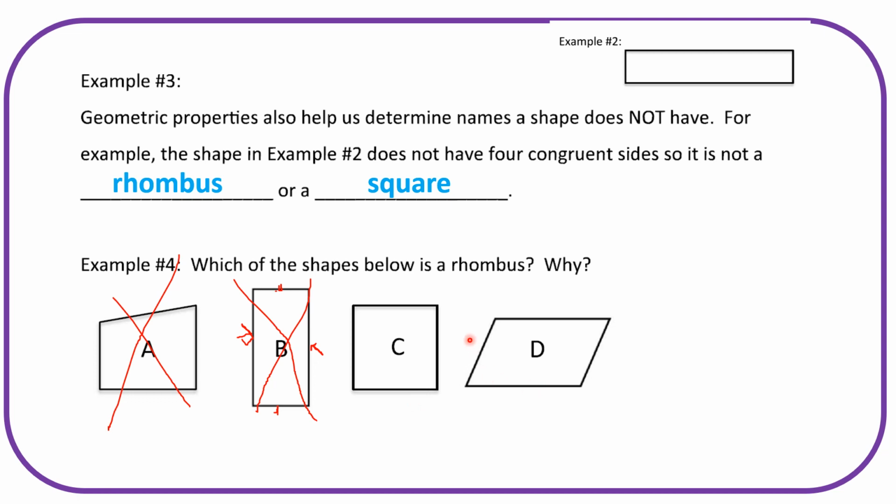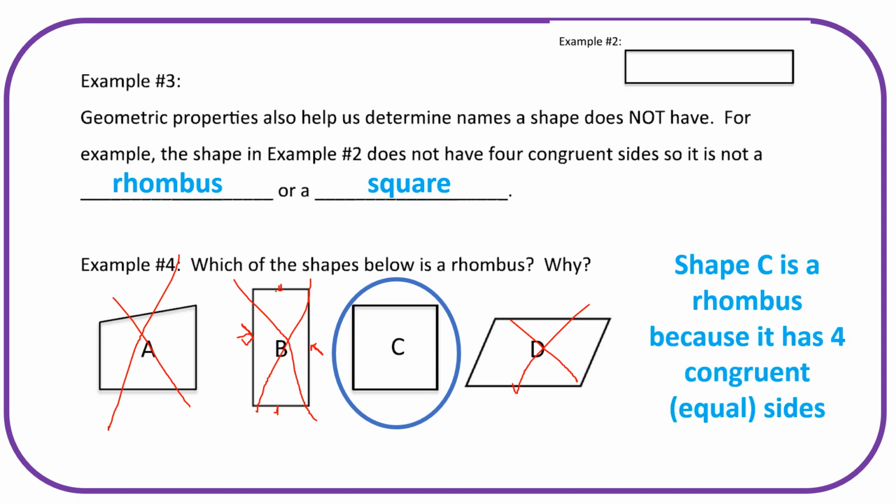Let me look at D real quick just to make sure I've counted all my options. D looks like a parallelogram, right? It looks like a rectangle that's kind of been shifted over to the side. So it can't really be D. And that leaves C as our option. C is a rhombus. And the reason it's a rhombus is because it has 4 congruent sides. C can also be a square. And this example shows you how one shape can have multiple names. It can be a rhombus and a square.